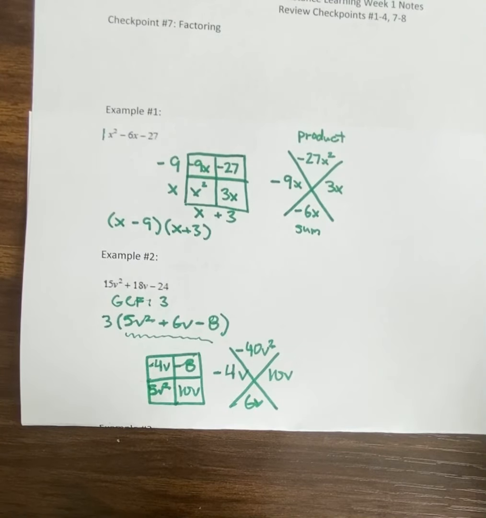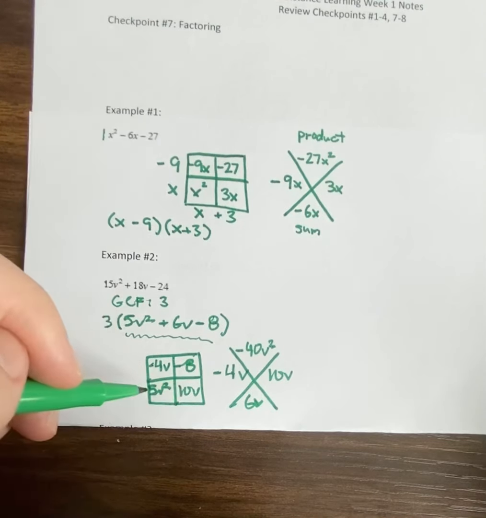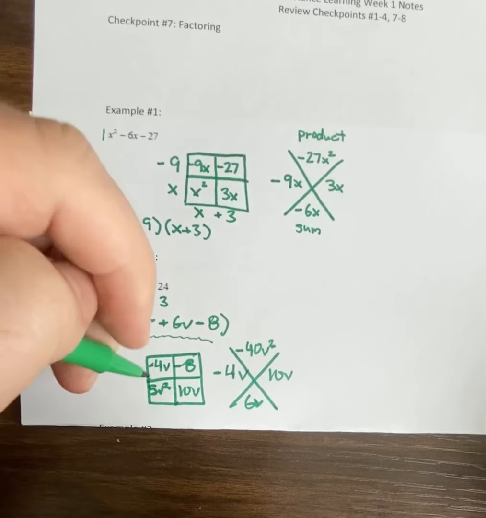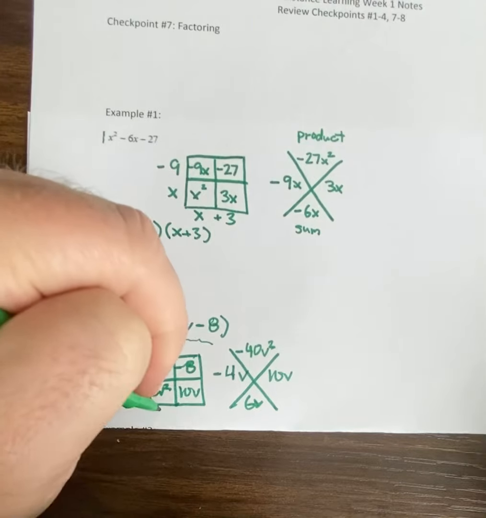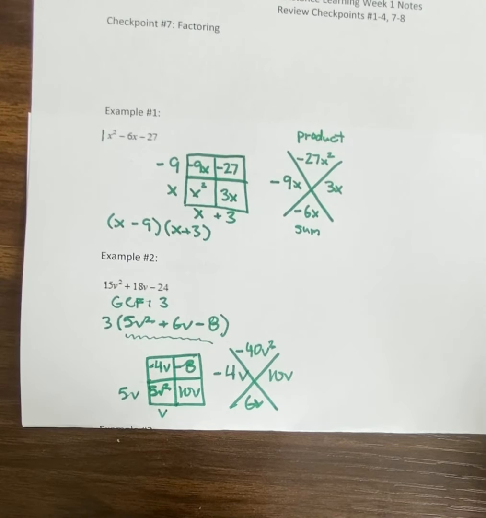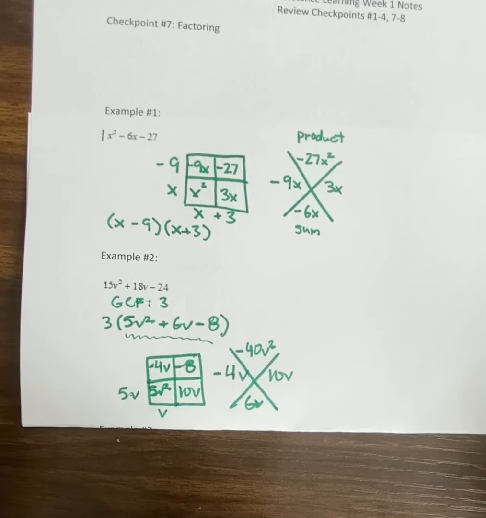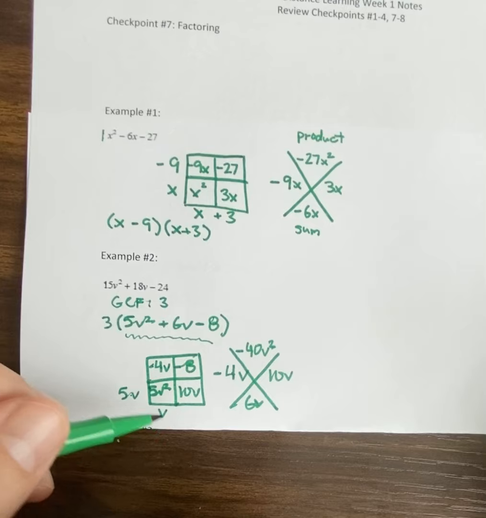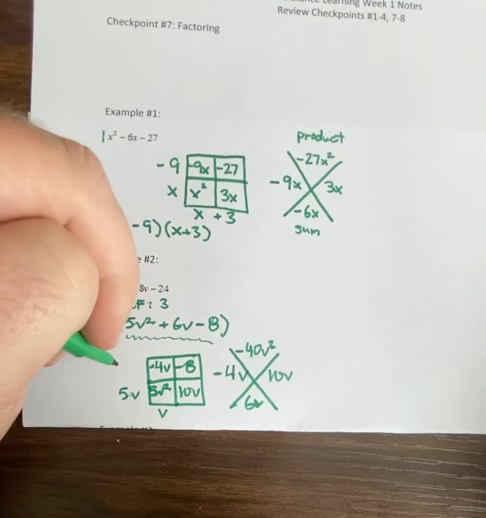And now we have to break down the 5v squared. I see 10v over here. I know that 5v is going to go into that. So I'm going to write the 5v over here, which means I write the v down at the bottom because 5v times v will give me 5v squared. Now what times v is going to give me negative 4v? Negative 4.